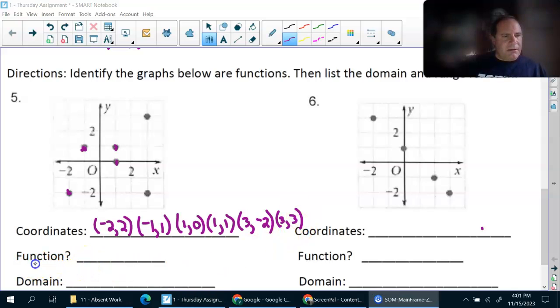So we are going to say that this is not a function because, again, we have the x repeating going to two different y's. So no.